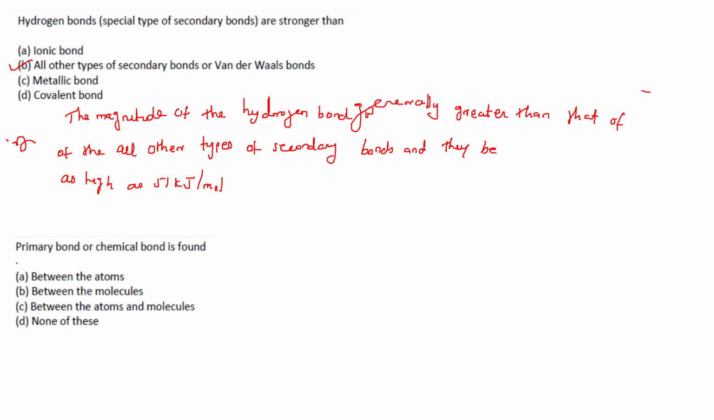And see the next question. The primary bond or chemical bond is found between the atoms, between the molecules, between the atoms and molecules, or none of the above. So what will be the answer for this? The primary bond or chemical bond is found between the atoms. Okay, so option A is the correct one.